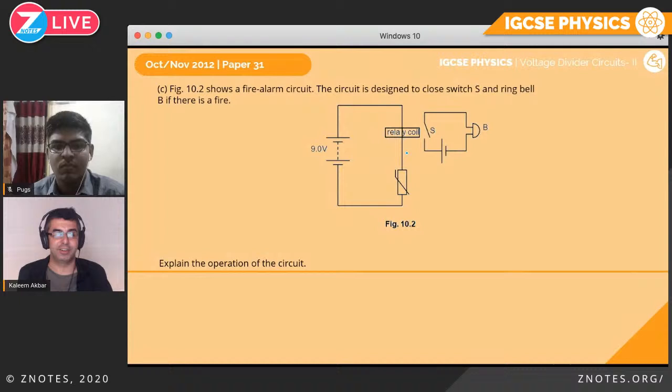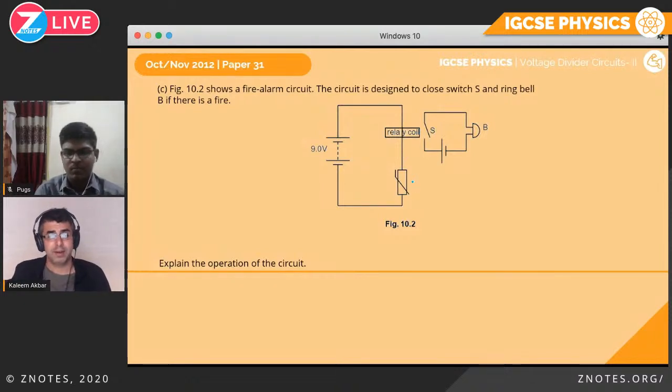Remember I said to you guys the other day, I explained it in terms of current and voltage, but today I'm going to not confuse you. I'm going to stick to voltage. Pick one and stick to it. And I think voltage is the easier way of doing it. So, if I just focus on the thermistor, when it's cold, resistance high, voltage high. When it's warm, resistance low, voltage low.